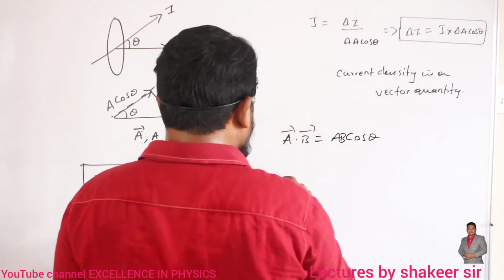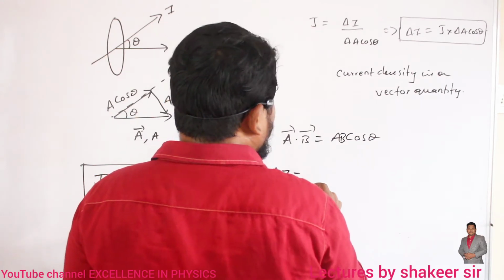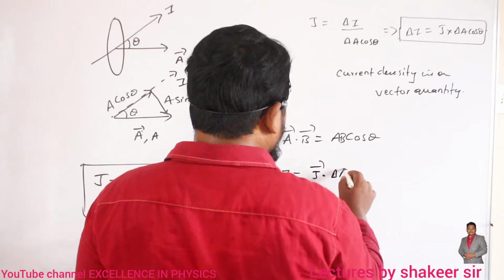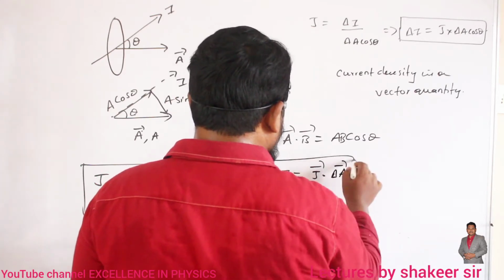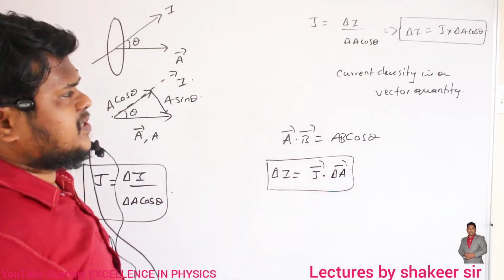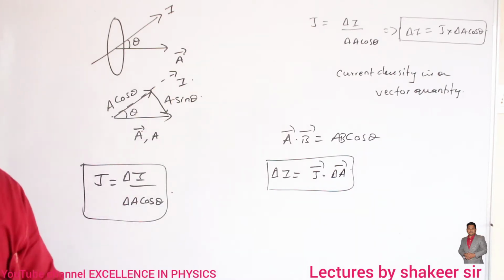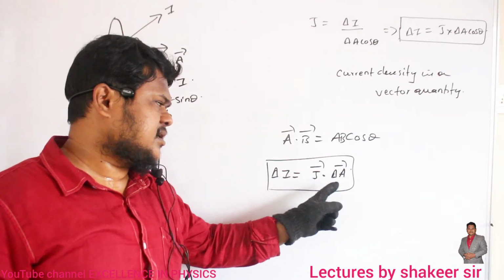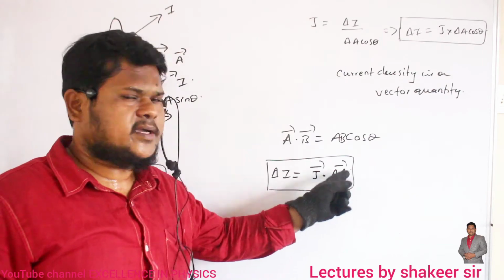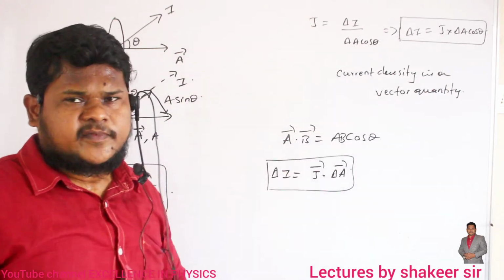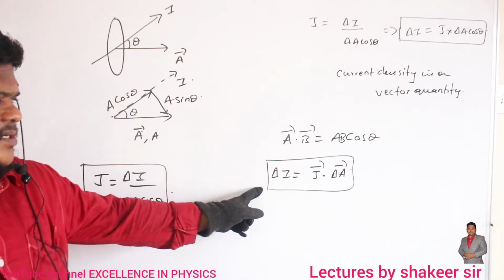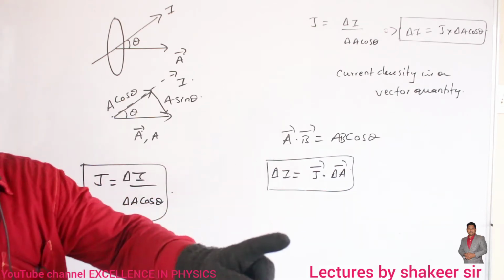So the same relation, how can I write? I can write delta I is equal to J dot delta A, as vectors. Clear? Because current density is a vector quantity, and in this condition area is also a vector quantity. So J dot delta A can be written as J delta A cos theta. So the same relation we have written. Therefore this equation is in the form of a dot product, delta I is equal to J dot delta A.